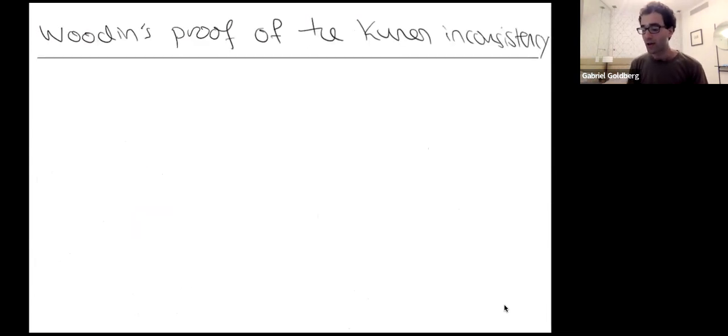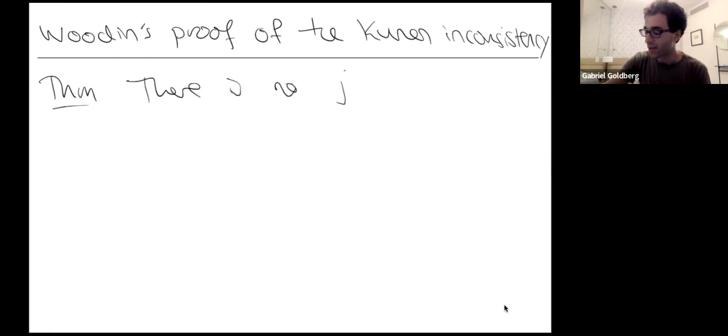Okay, so I want to show you how this is related to the choiceless cardinals now. So this is Woodin's proof of the Kunen inconsistency theorem. The theorem says, remember, that there's no elementary embedding from the universe of sets to itself, except for the identity. So Woodin's proof uses Solovay's splitting lemma.